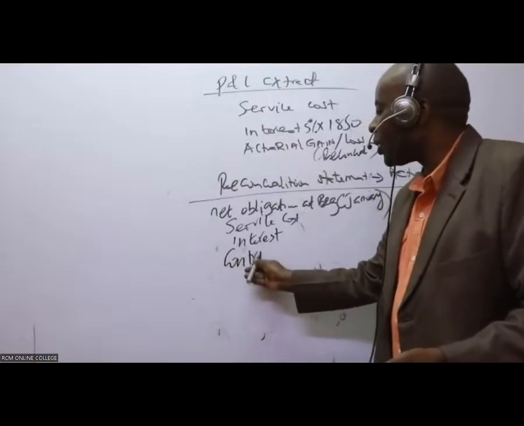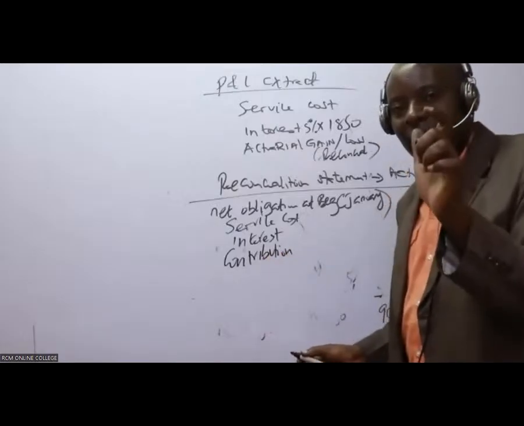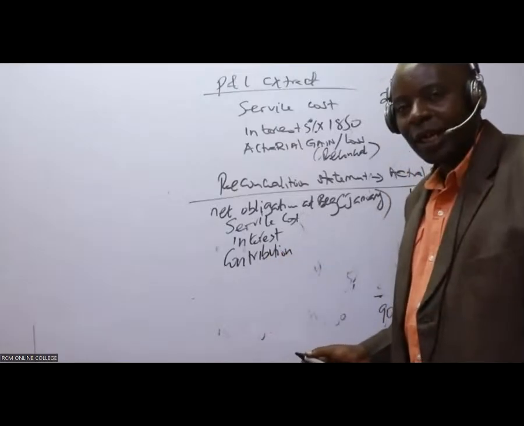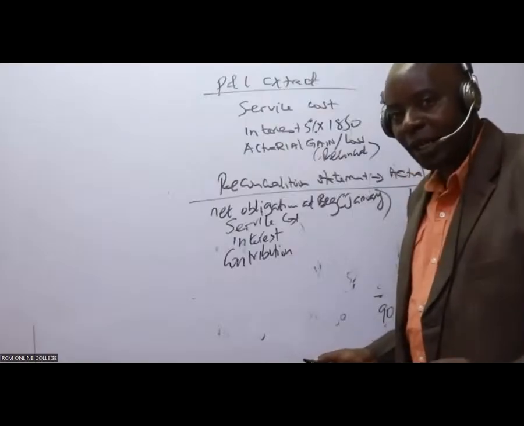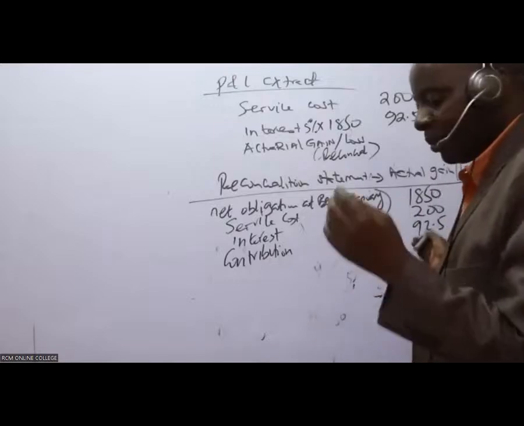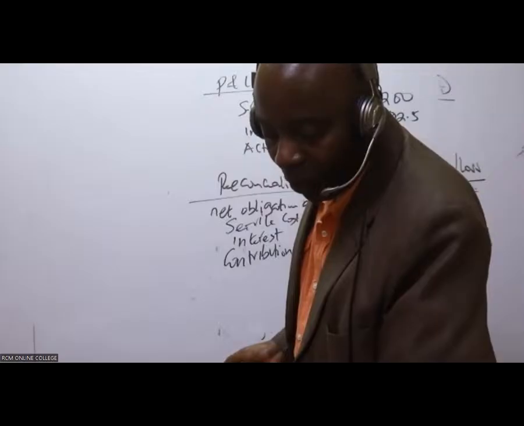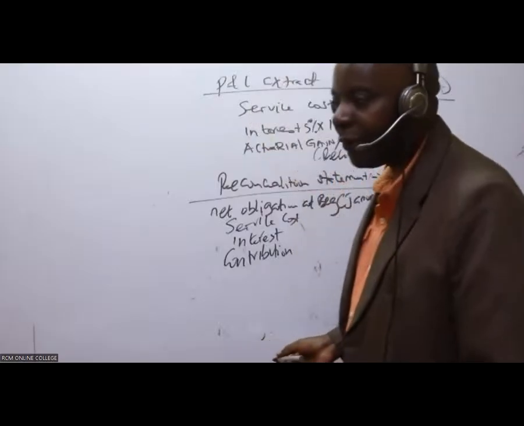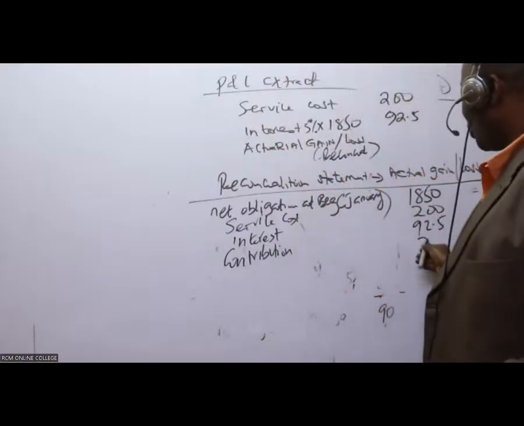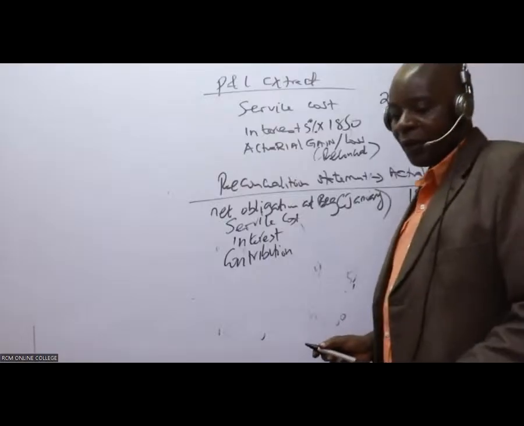Even if I don't understand so much, I know the contribution received is increasing my assets, and therefore my net obligation is going down. So the contribution must always be deducted. The contribution is 225.